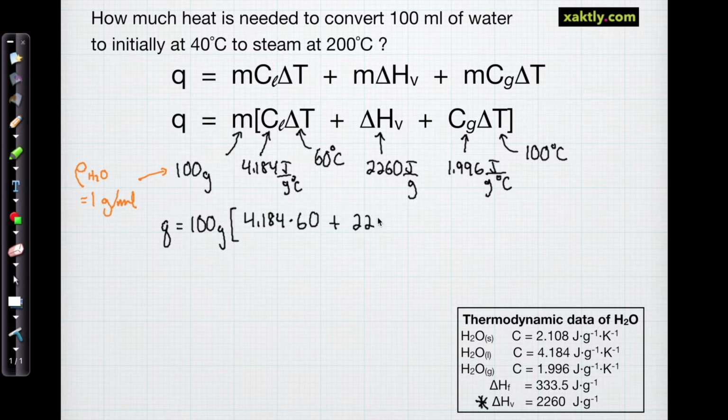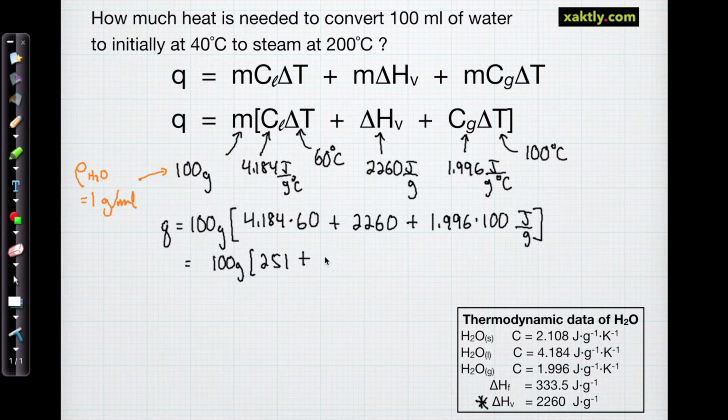I think it's always a good idea to write out the formula and then assign the numerical values that you have to each of the components of the formula. It's just a way to make fewer mistakes. So I'm using a shorthand here. All the terms within those brackets should have units of joules per gram. And so if I just multiply 100 grams by those terms, let's multiply them out. 251 joules, 2,260 joules per gram, and 199.